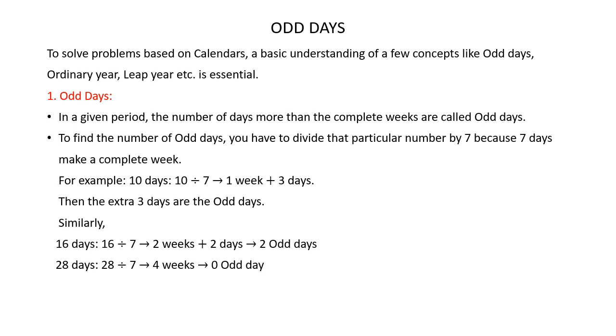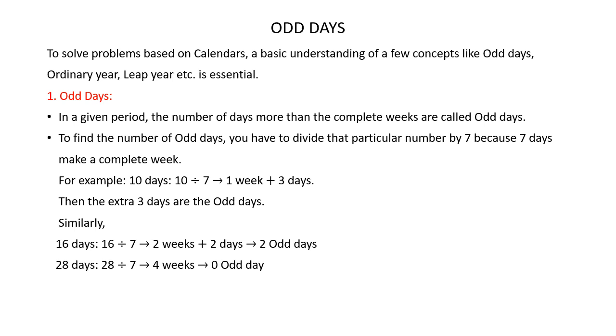For example, let's find the number of odd days in 10 days. So you have to divide 10 by 7. Now 10 divided by 7 will give 1 as the quotient and 3 as the remainder. So 10 days has 1 complete week plus 3 odd days.